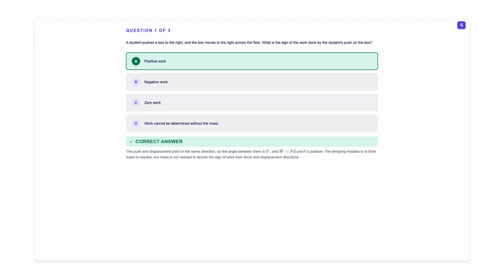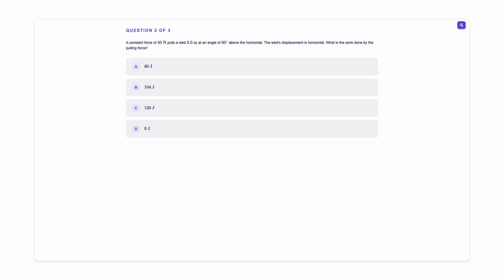The push and displacement point in the same direction, so the angle between them is 0°, and W = FD cos θ is positive. The tempting mistake is to think mass is needed, but mass is not needed to decide the sign of work from force and displacement directions.